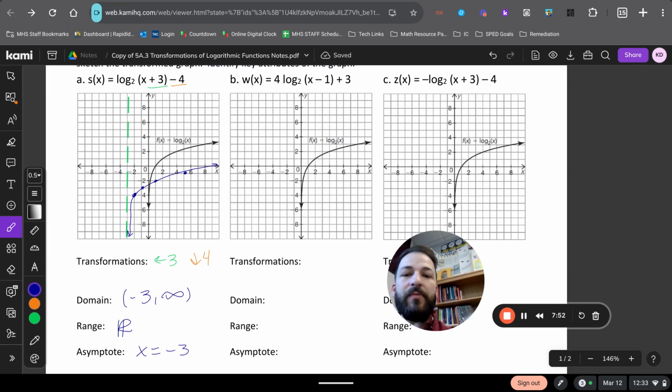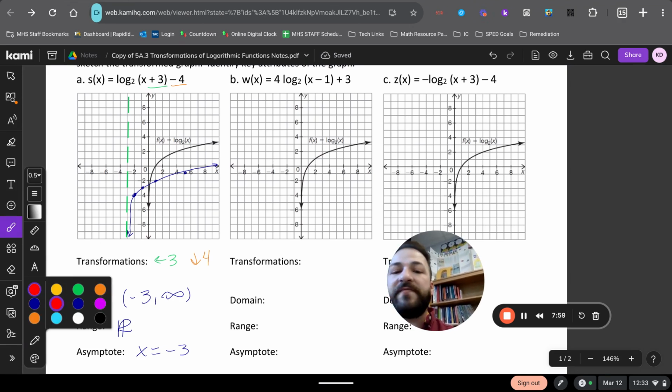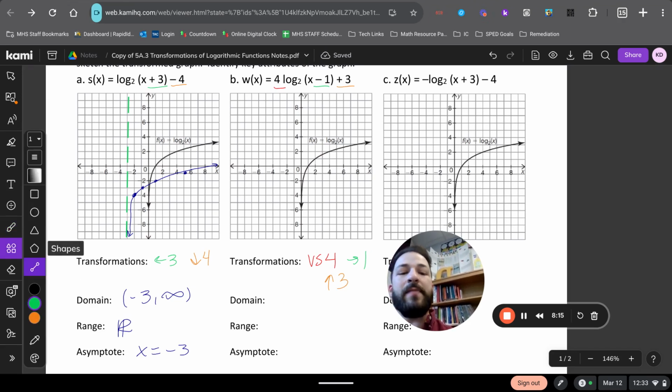So looking at B, we have 4 log base 2 of x minus 1 plus 3. So that 4 in the front would be a vertical stretch of 4. That minus 1 on the inside would be a shift right by 1 because it's always opposite. And then our plus 3 would shift us up by 3. So let's go ahead and add our asymptote on first this time. It is going to be at 1 because we shifted to the right by 1.